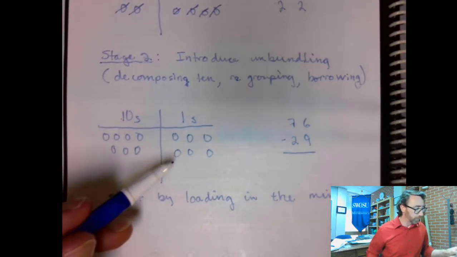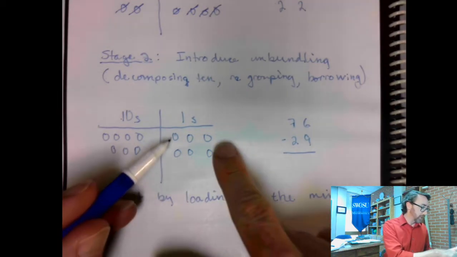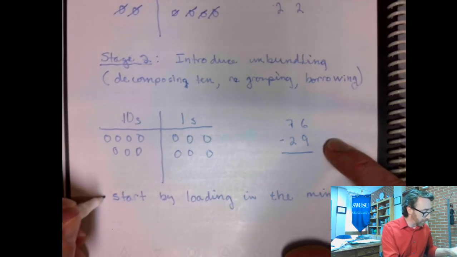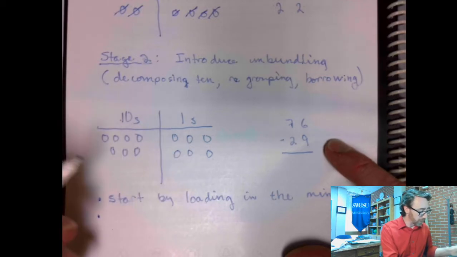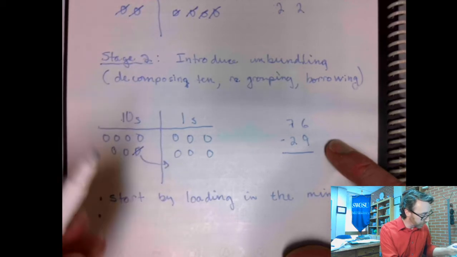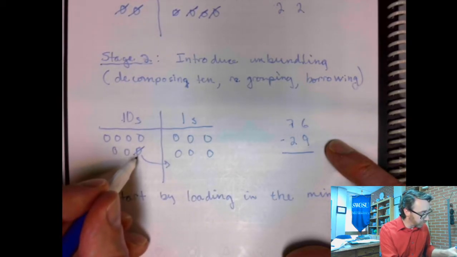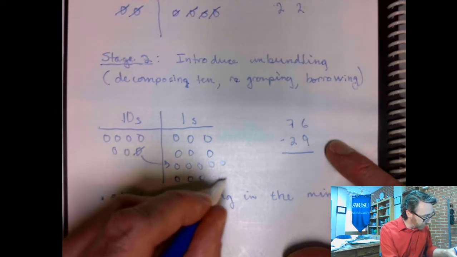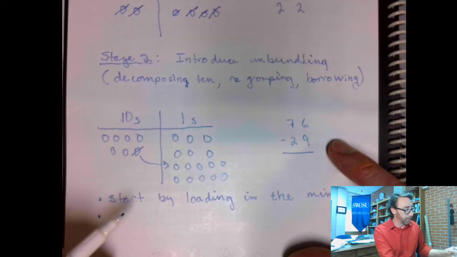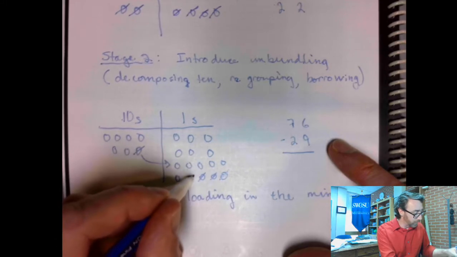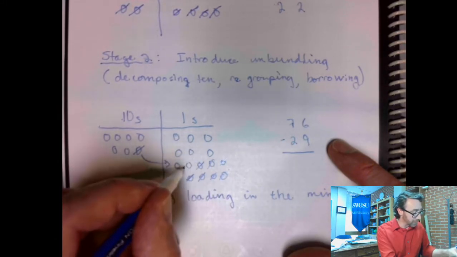All right, so we look at the ones tray, and we see we've got 6 chips in there. We got to take away 9. Okay, so we can't take away 9, or we can't cross out 9, so here's what we do. We take one of these, and we decompose it. So that single tens chip would give us 1, 2, 3, 4, 5, 6, 7, 8, 9, 10 over here. Okay? And now we can take away 9. 1, 2, 3, 4, 5, 6, 7, 8, 9 are now gone.